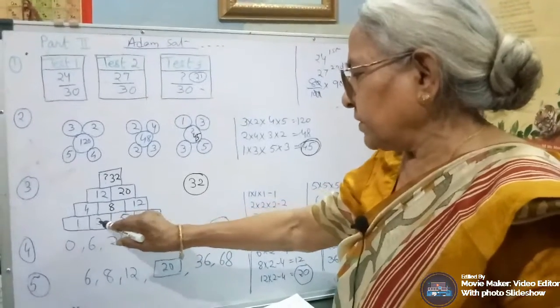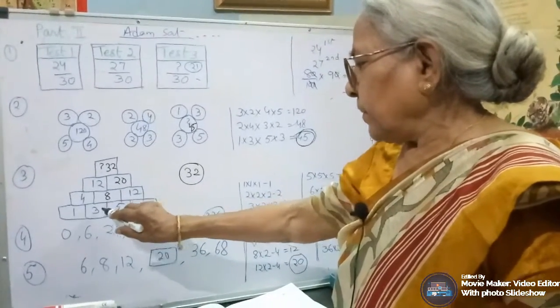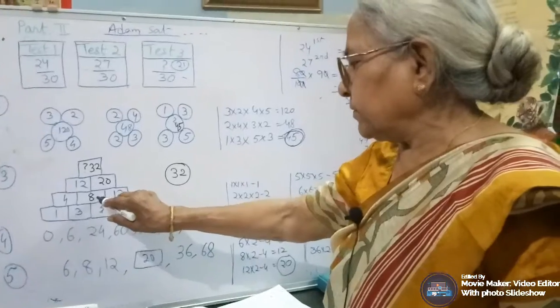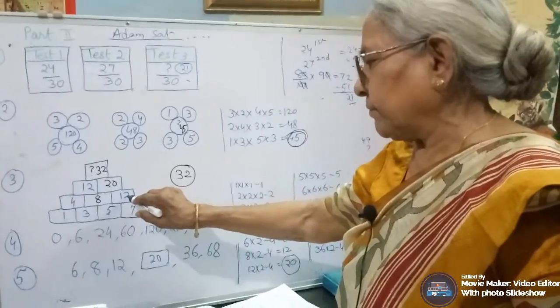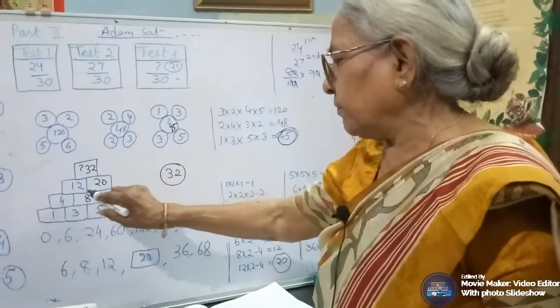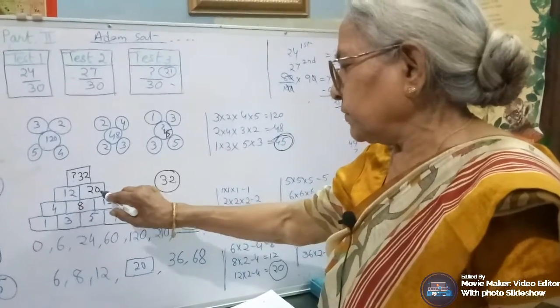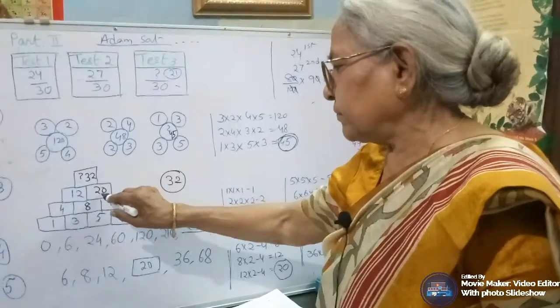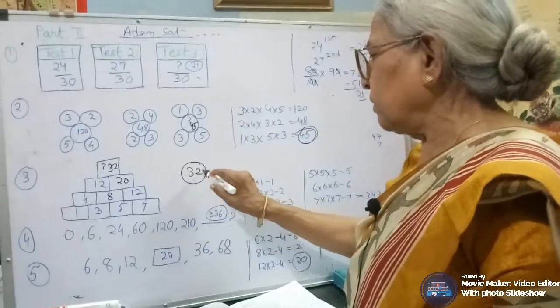So here 1 plus 3 is 4. 3 plus 5 is 8. 5 plus 7 is 12. Now 4 plus 8 is 12. 8 plus 12 is 20. Now 12 plus 20 is 32. So 32 is the answer.